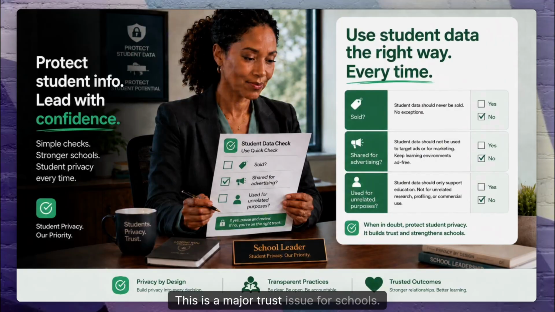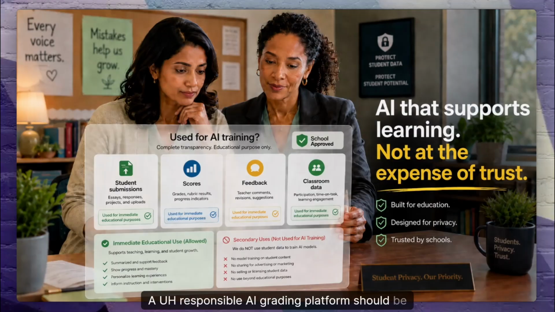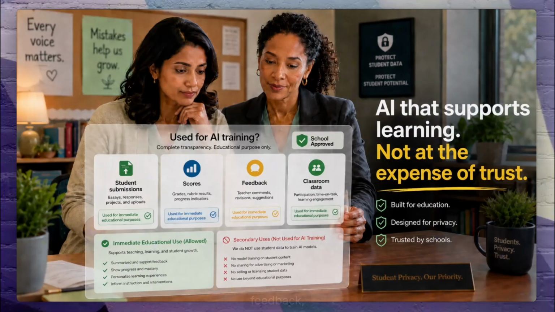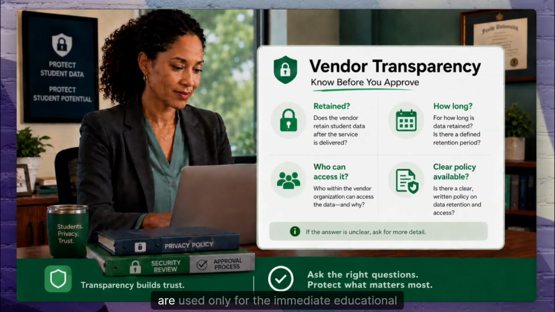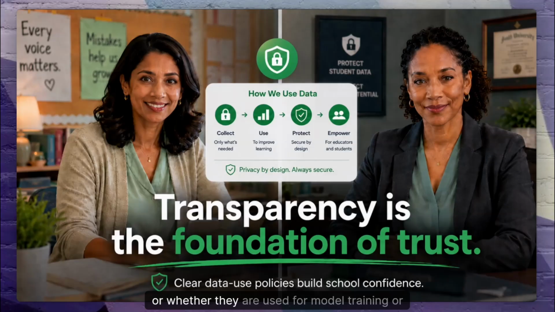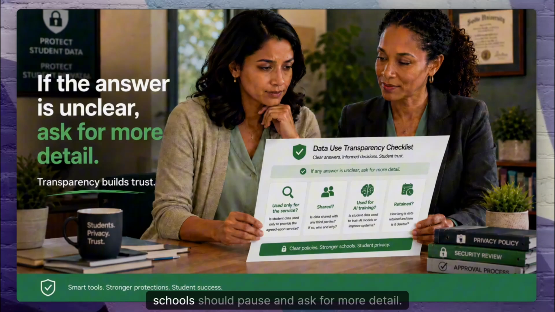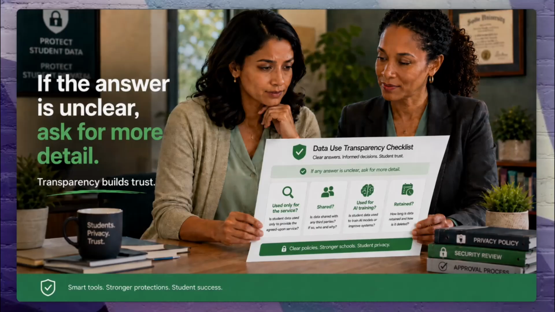This is a major trust issue for schools. A responsible AI grading platform should be clear about whether student submissions, scores, feedback, and classroom data are used only for the immediate educational purpose, or whether they are used for model training or other secondary uses. If the answer is unclear, schools should pause and ask for more detail. Transparency is the foundation of trust.